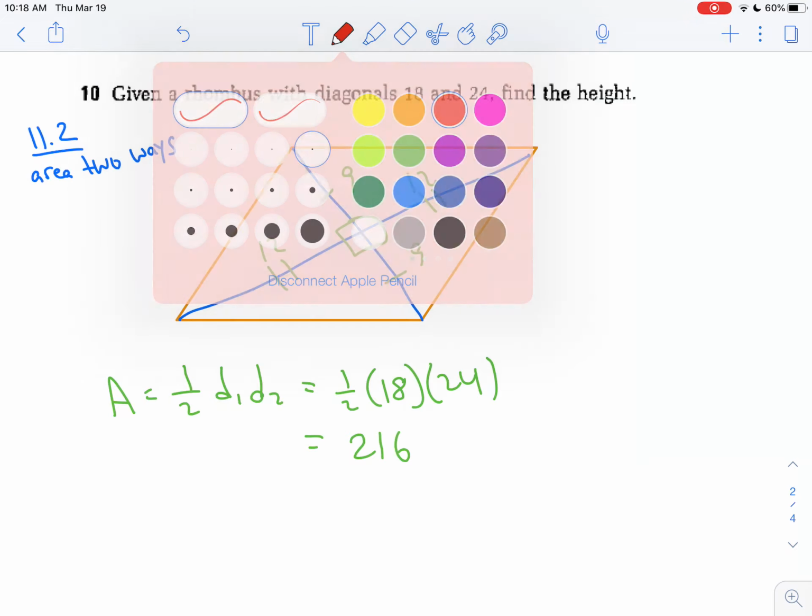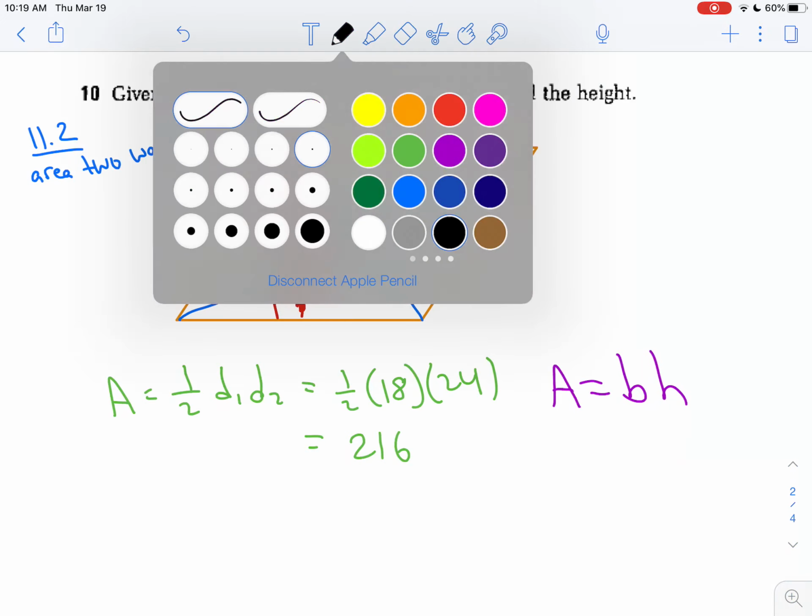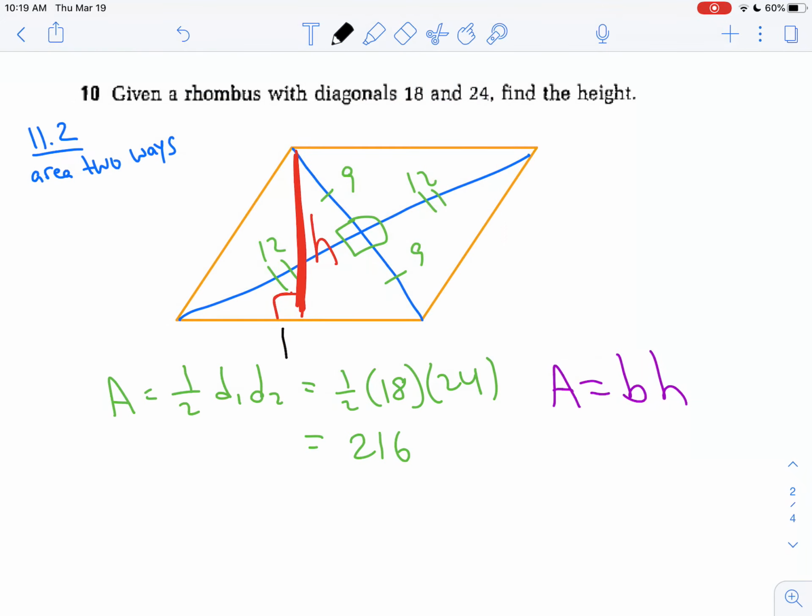because it wants the height. So now what we have to do, I'm just going to make sure that's pretty obvious. There's the height that it's asking for. And so we're going to treat this rhombus as a parallelogram with the formula area equals base times height. So to get that base, we get to use our Pythagorean theorem. So that's a 9, 12, 15 triangle.